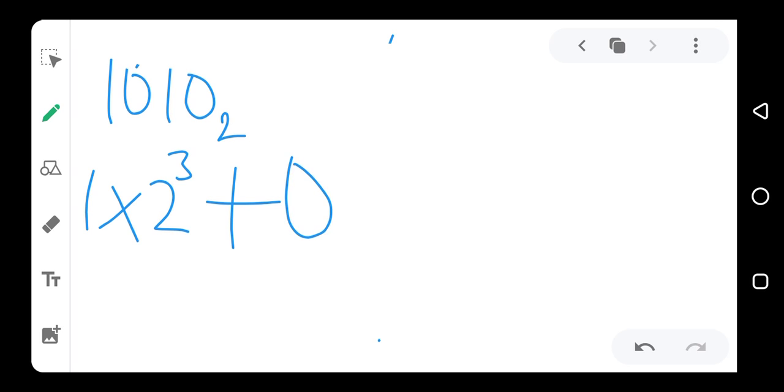We say 0 times 2 raised to power. You count the numbers that are after it. We have 1, 2. So we have 2 numbers after it. So it becomes raised to power 2. Then we pick the third number, which is 1.